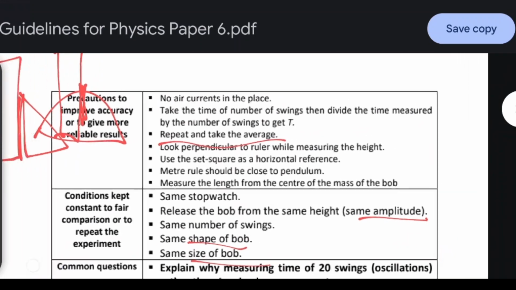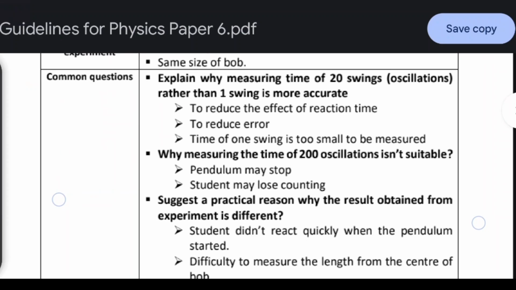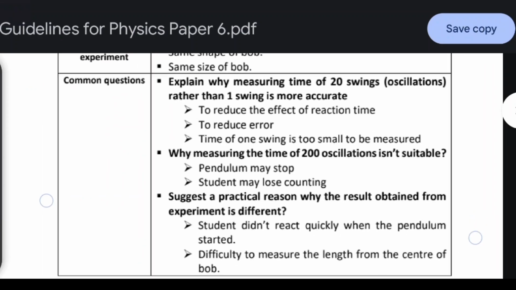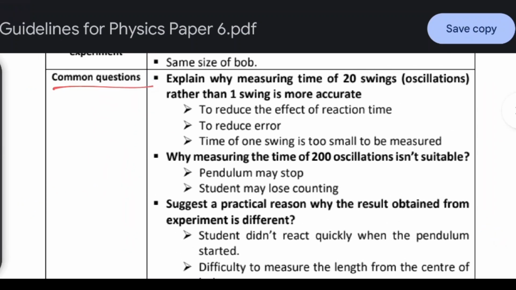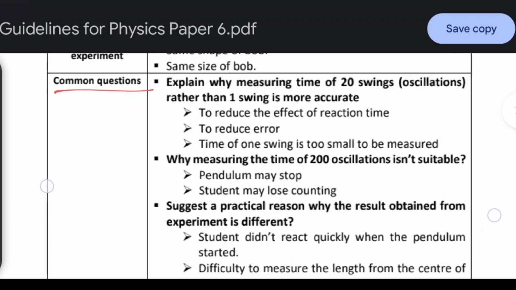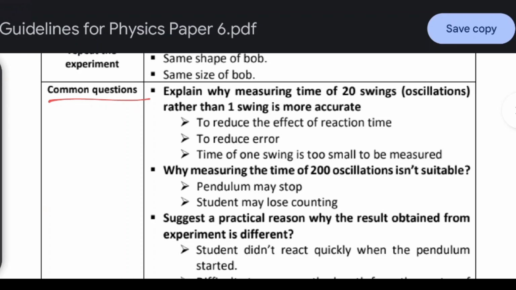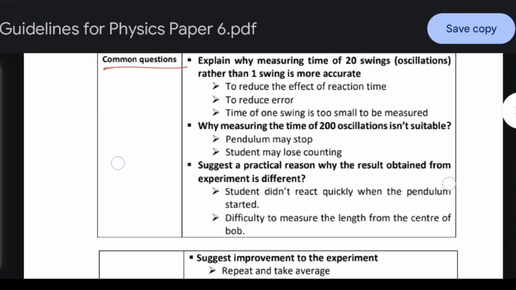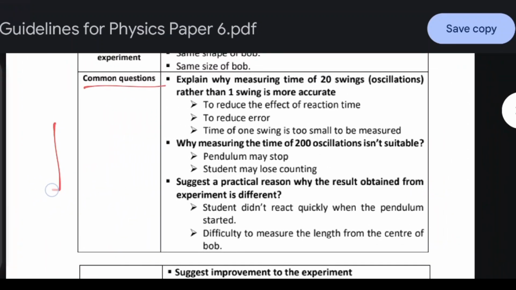Okay, so now the most important part, the common questions. Explain why measuring the time of 20 swings rather than 1 swing is more accurate. It reduces the effect of the reaction time. Sometimes when you set the pendulum in oscillation and it comes back here, in stopping the stopwatch the human might not react so fast. It might go here and then the person stops the stopwatch, so it won't give accurate results.